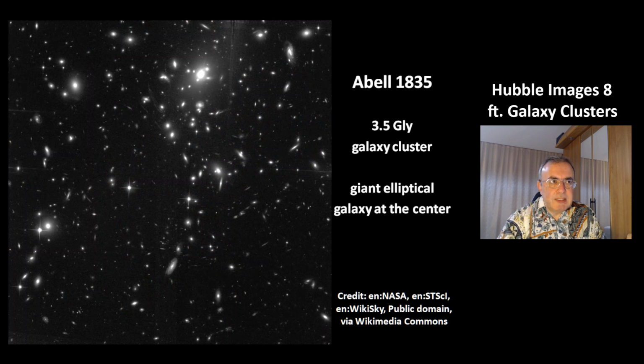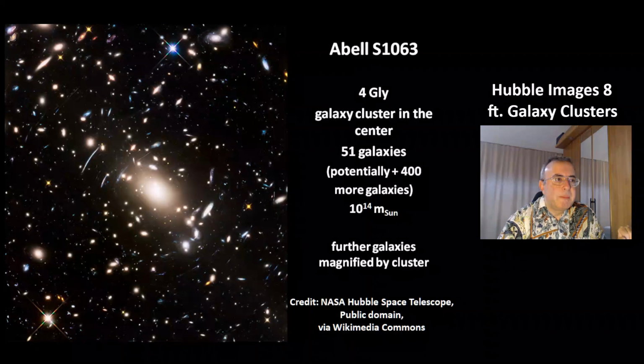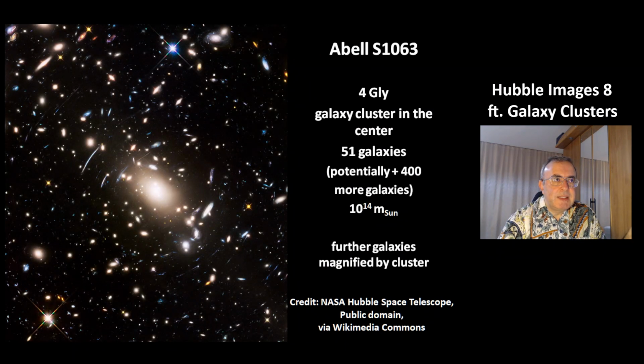This is Abell 1835 at a distance of 3.5 billion light years. It's another galaxy cluster, and it contains a giant elliptical galaxy at the center. This is Abell S1063 at a distance of 4 billion light years. It's a cluster in the center.